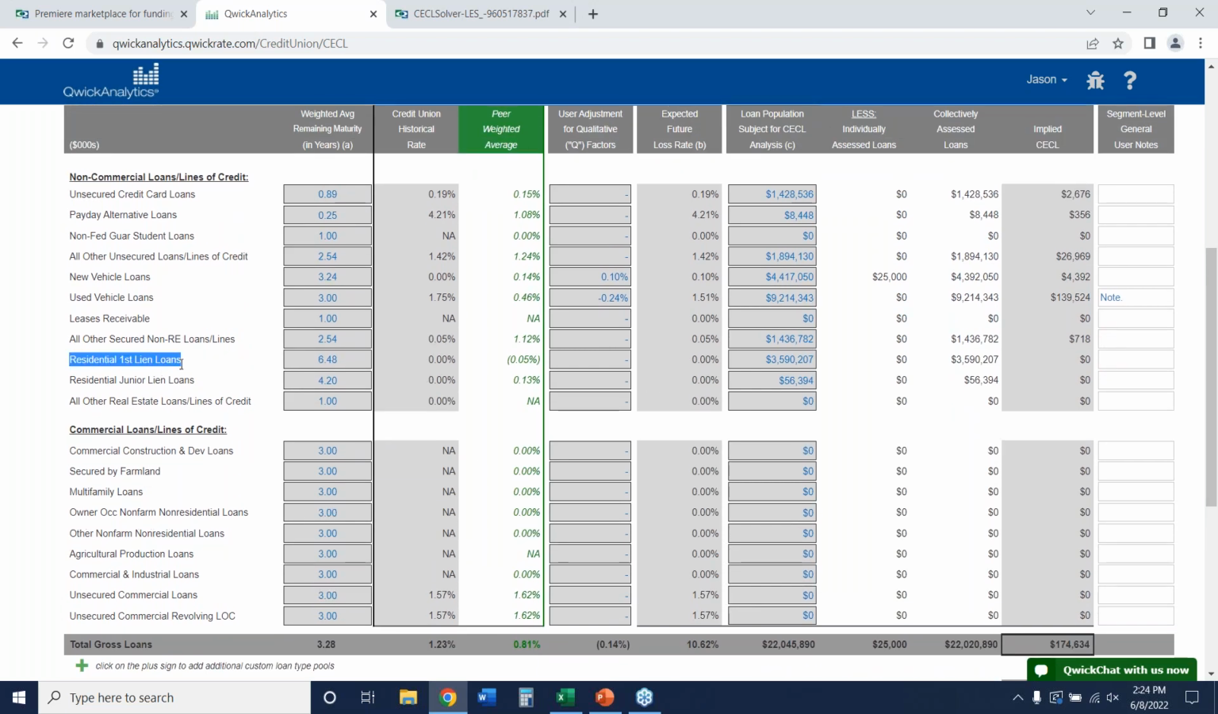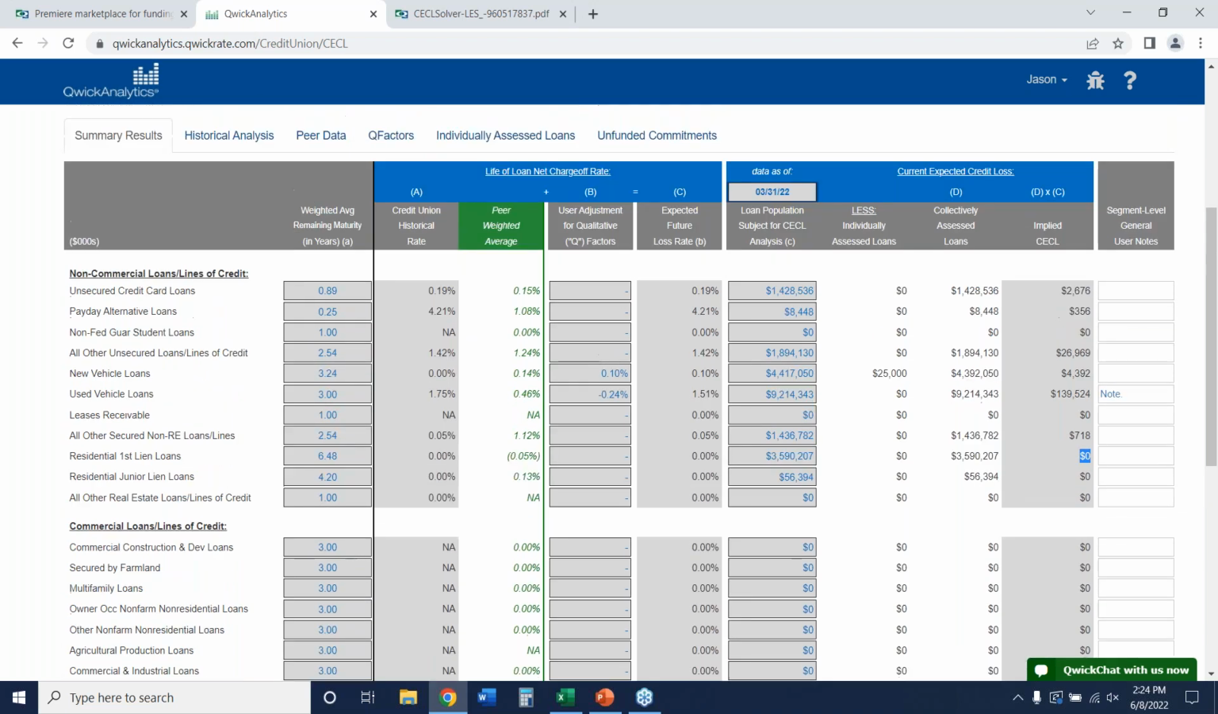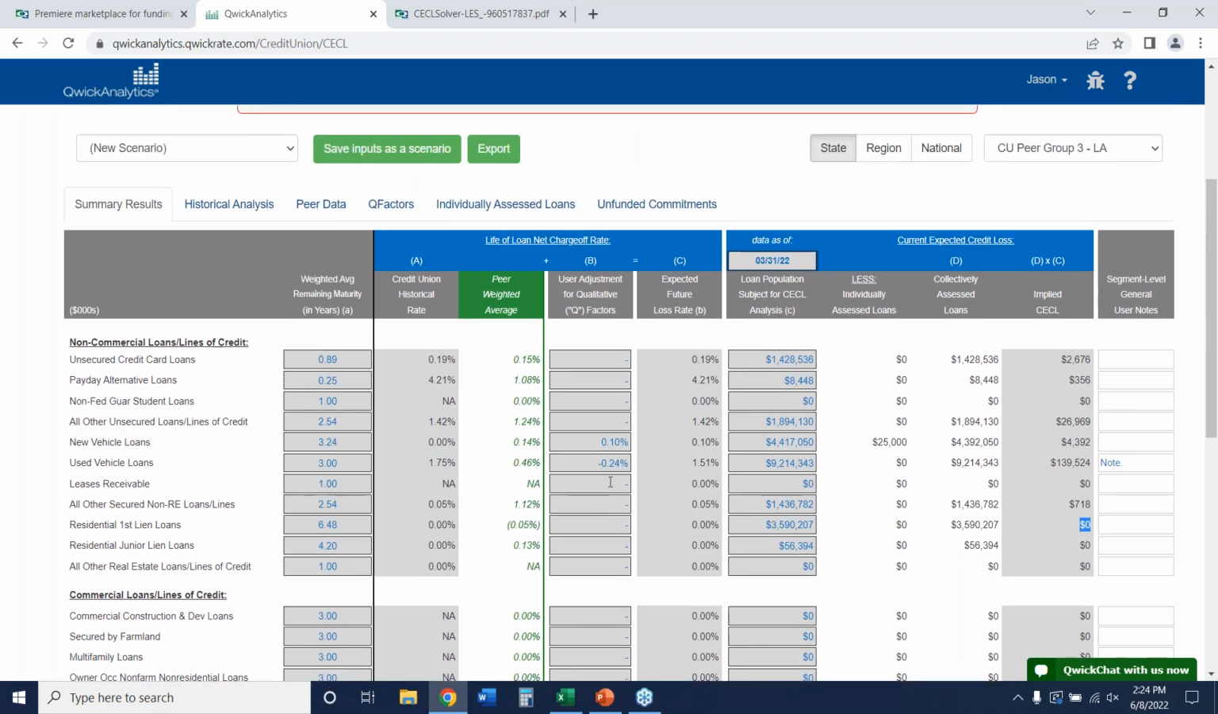A lot of times, though, we'll run into things like this, right? So these guys have a small $3.5 million mortgage portfolio. Over the life of their loans, they've had 0 losses. So at that point, it's saying, hey, the next 6.5 years, you're going to continue to have 0 losses. Well, your examiner's not going to want that, so you need to put something in there. The question then becomes, what is a reasonable and supportable number?